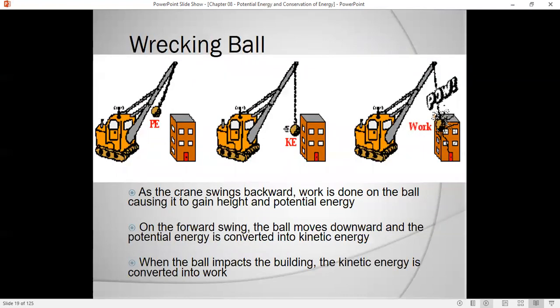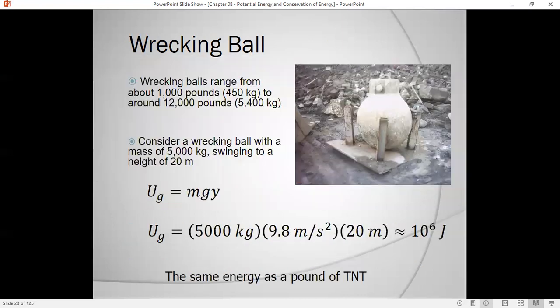So again, the crane swings in one direction. It's doing work on the ball to add more and more potential energy. And on impact, all that potential energy is suddenly turned into work, and this demolishes whatever structure we're trying to take down. Now, a wrecking ball, typically used in demolition, can have a range of weight from 1,000 pounds to about 12,000 pounds. That translates to a mass of 450 kilograms to 5,400 kilograms.